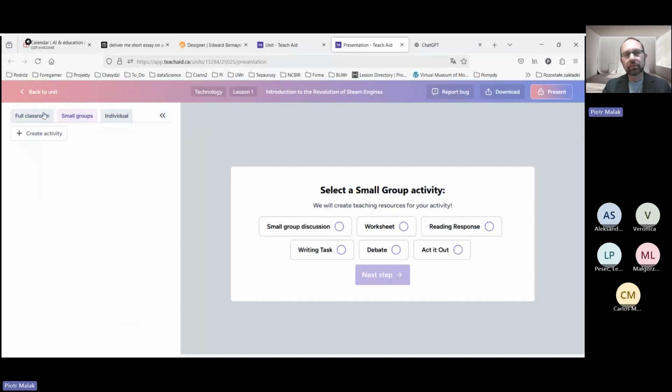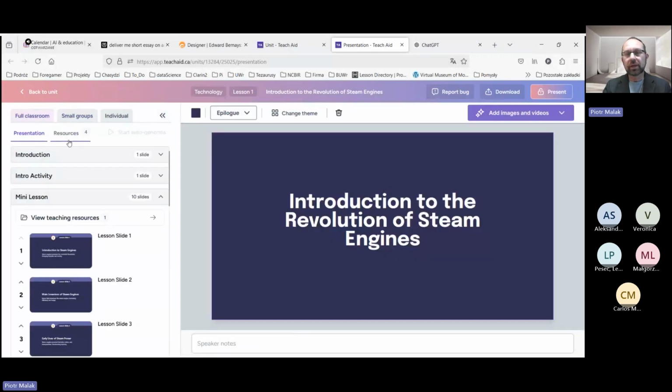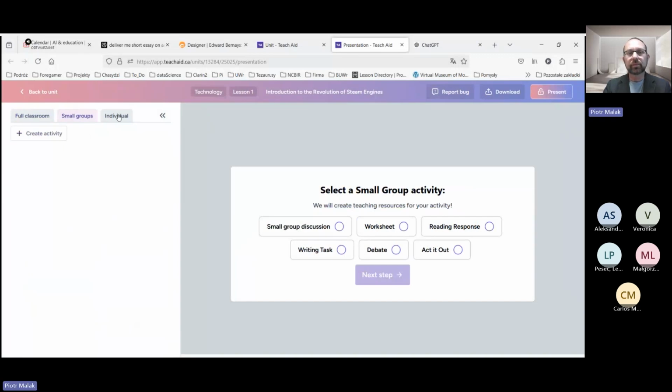We can also choose the size of our audience, small groups or individual, and provide online some activities that will support online cooperation, like group discussions, shared worksheet, reading response, debate, which is a very nice tool.